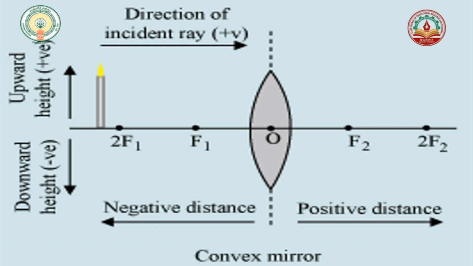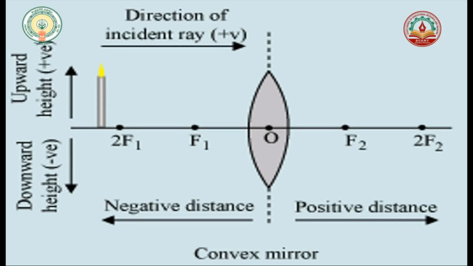For any lens, whether it is a convex lens or a concave lens, because we are measuring the distance from the pole to the object, if you take the direction of the incident ray like this, every time we measure the distance in the opposite way, O2F1. If you assume the object at 2F1, we are measuring from the pole, so the object distance is negative. The image will be formed on the other side of the lens if it is a real image.